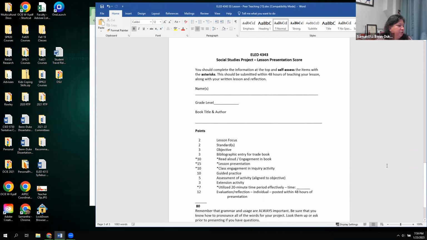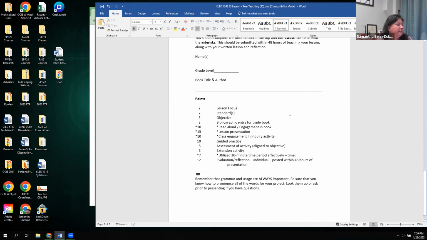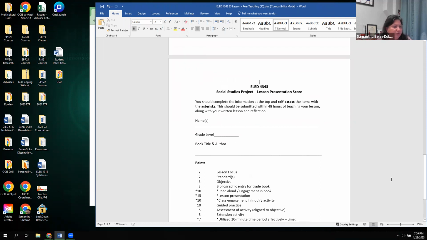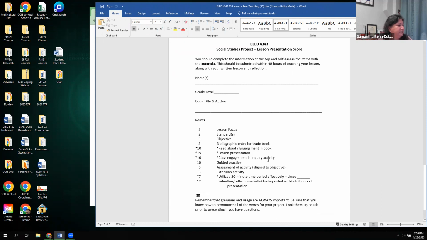So what you may want to do is use these headings, and what you will do is, because I won't be able to watch every person's full lesson, I'll be able to see bits and pieces. What you'll do is you will self-assess the items with the asterisks, and you will submit this score sheet along with the written lesson and including the reflection, and you will assess these 4 items within your score sheet.